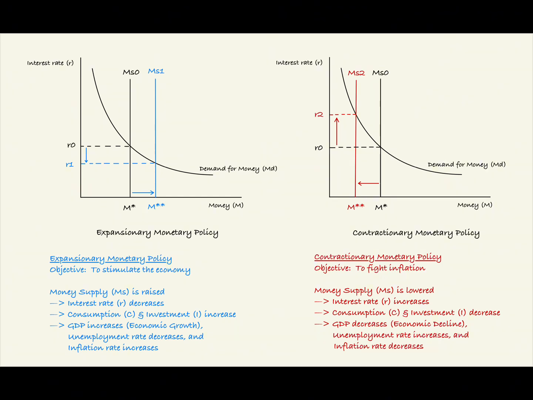As a result of the shift, the interest rate increases in the graph from R0 up to R2. When the interest rate increases, it becomes more expensive to borrow money. As a result, both consumption and investment decrease. When both consumption and investment decrease, the GDP also decreases, a sign of economic decline. The unemployment rate increases, and the inflation rate decreases.